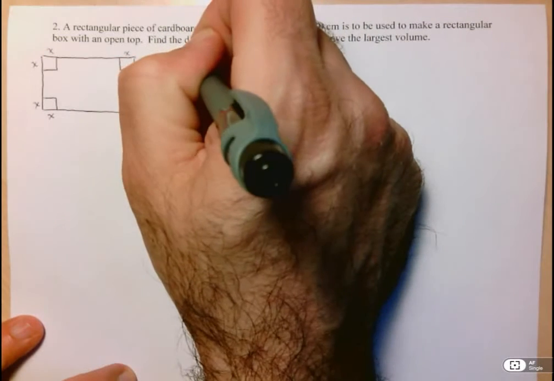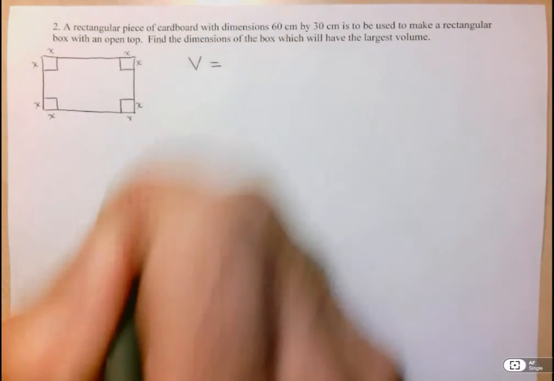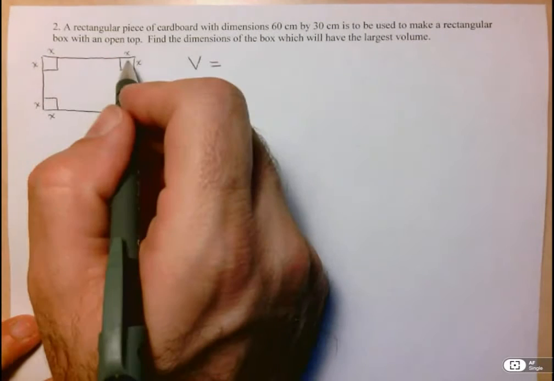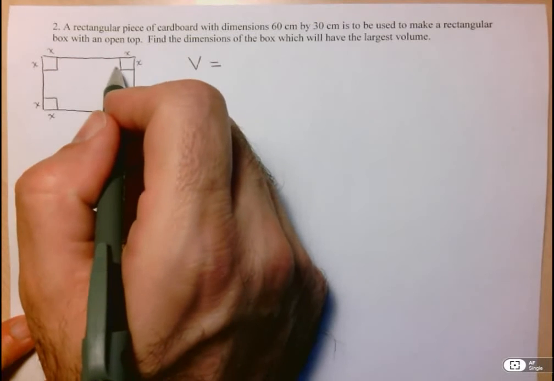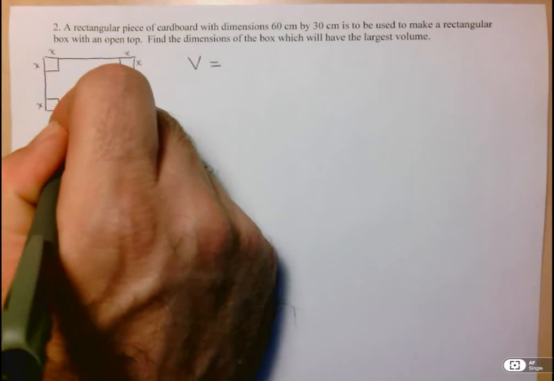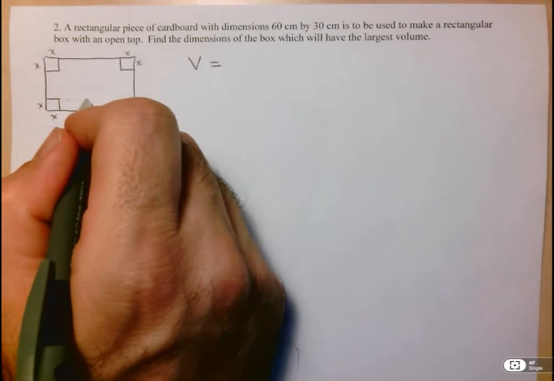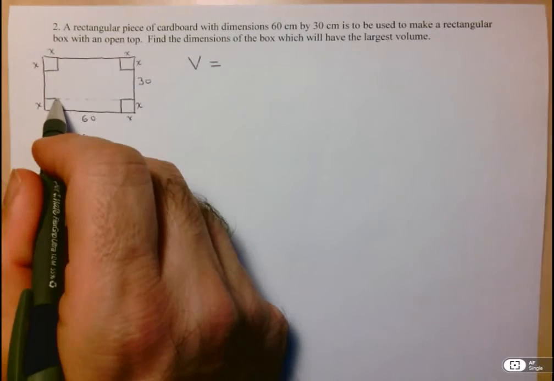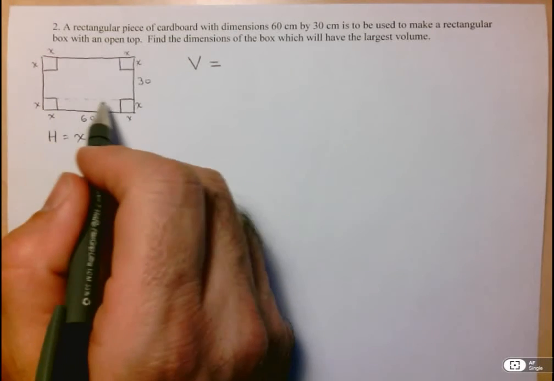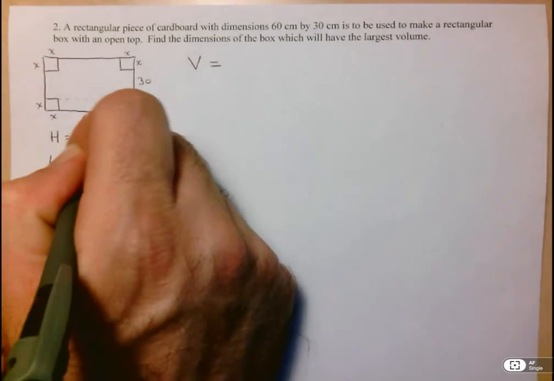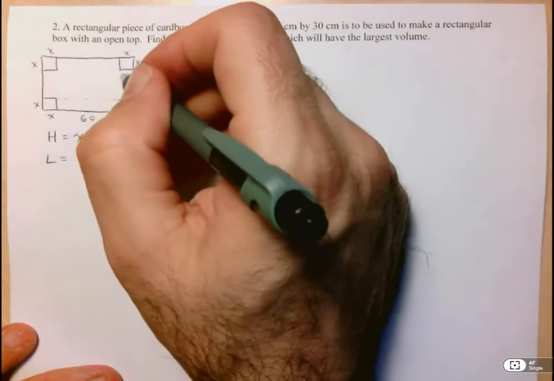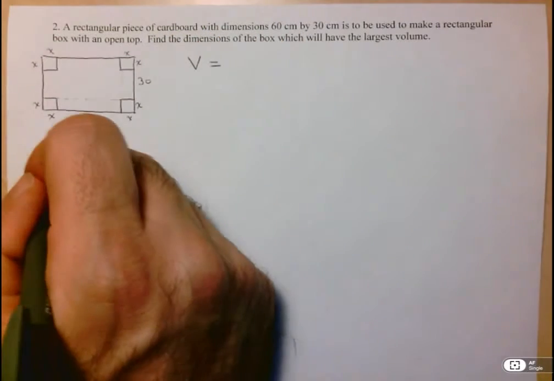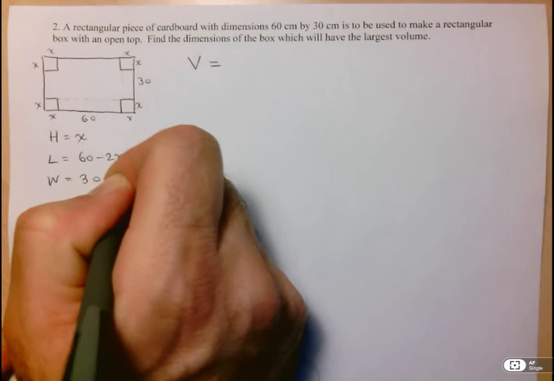Here, the volume is given by length times width times height. Let's see what the dimensions of this box are going to be. The height, clearly, if I move this flap up, is going to be x. The length of the box will be that dimension there. If this is 60 and that's 30, then this part would be 60 minus the x's that we're removing on each side, so the length will be 60 minus 2x. Similarly for the width, the total is 30, and we're removing an x on either side, so the width is 30 minus 2x.